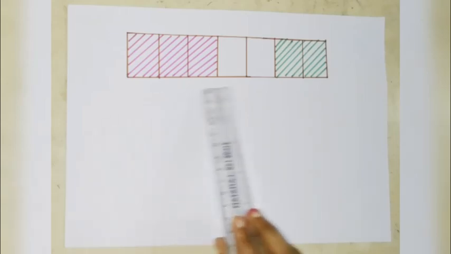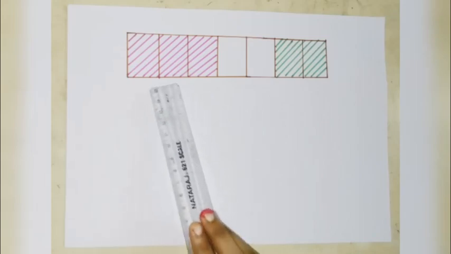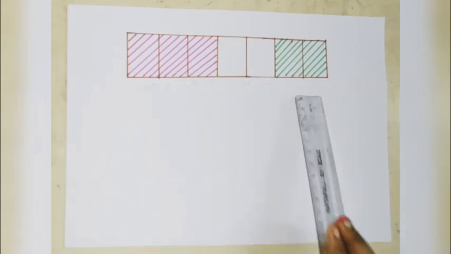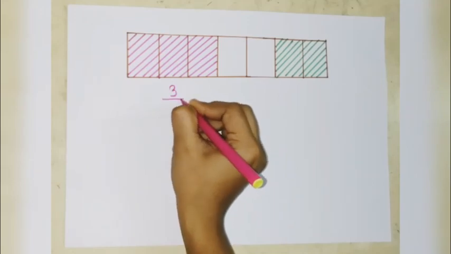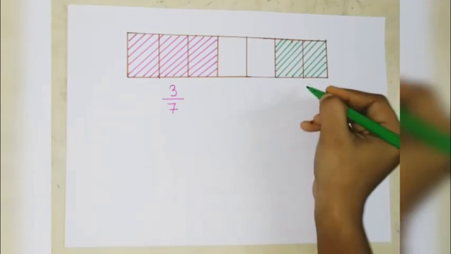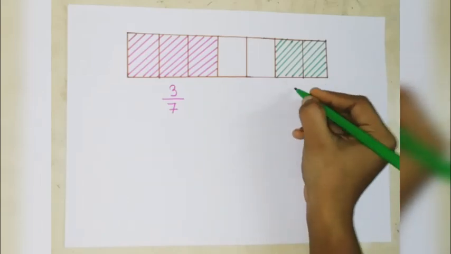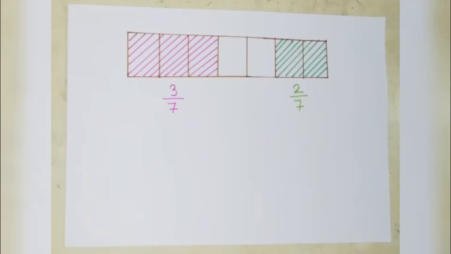Here, a strip is divided into 7 equal parts. And the parts are colored with pink color and green color. Children, first we will write the fraction for green color. That is 3 upon 7. Two parts are colored with green color. So 2 upon 7.